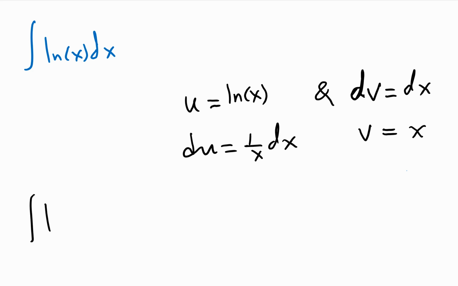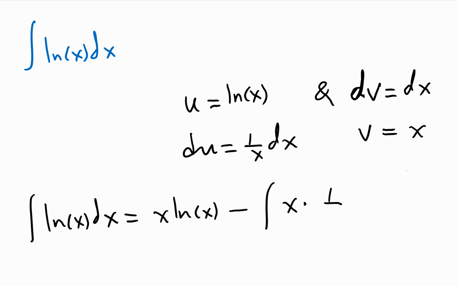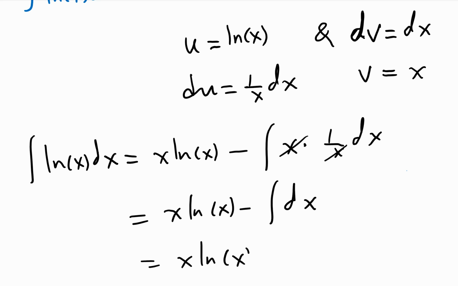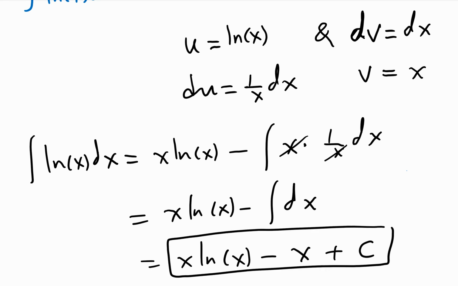So now the formula says uv minus the integral of v du, from the formula for integration by parts. Always write down the formula, this way you get to memorize it. This stays the same, minus, these cancel, dx. This stays the same. Integral of dx is x, and don't forget the plus c.